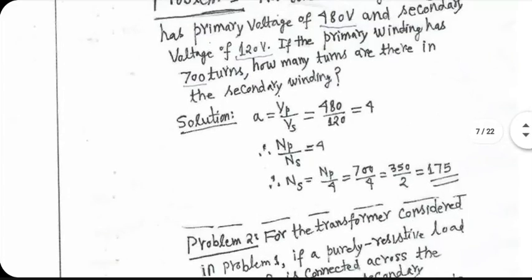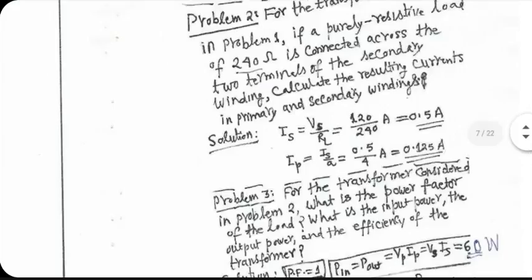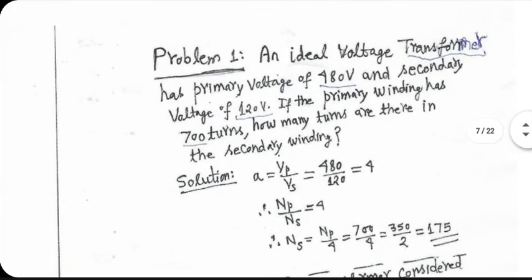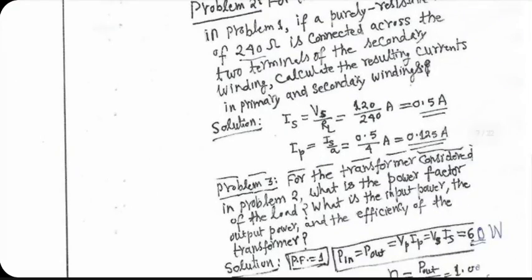And primary current we know is equal to Is divided by A, and A is already known as 4. So 0.5 divided by 4 ampere, which is 0.125 ampere. Done.